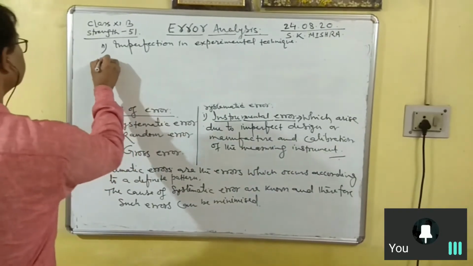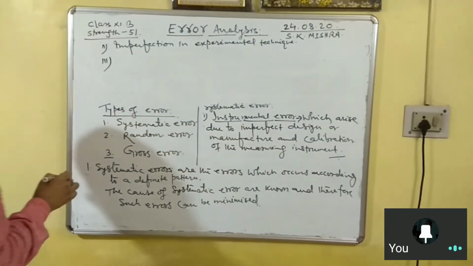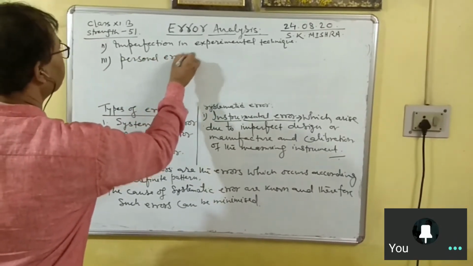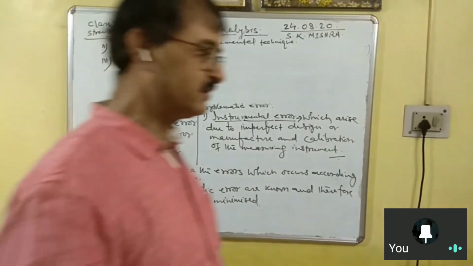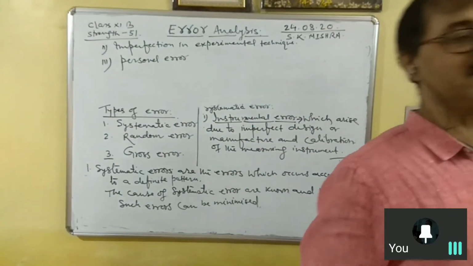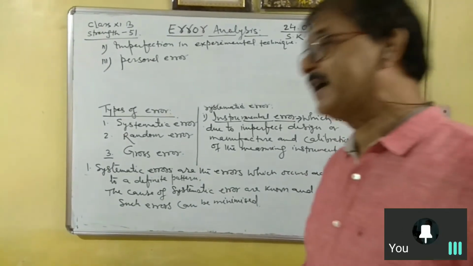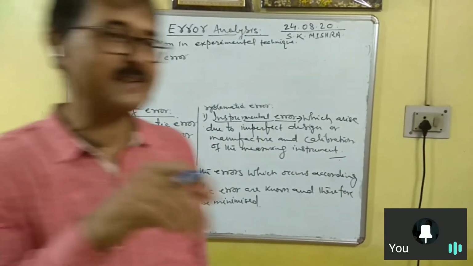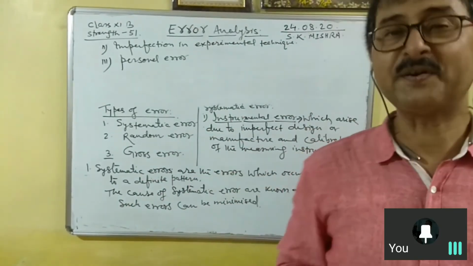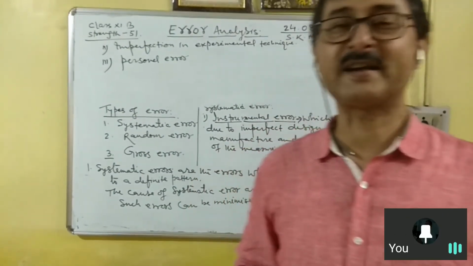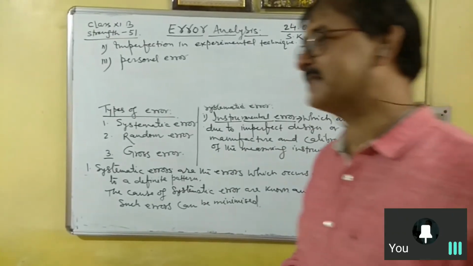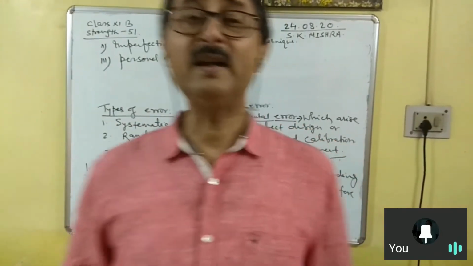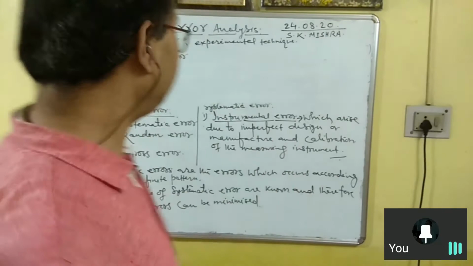The third one is personal error. Personal error arises due to your personal defect. Maybe a one-eyed man has some difficulty. A one-eyed man cannot find the exact center of the circle; it is difficult for him to locate it. But if the person has two eyes, then it is easy for him to find the center of the circle. So that's why this is a personal defect.